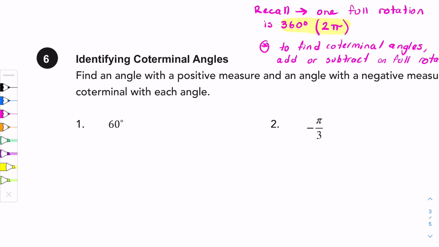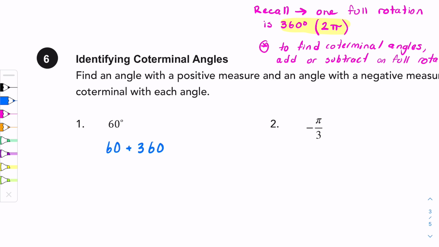All right, coterminal angles. Number one is 60, and we're asked to find an angle with a positive measure and a negative measure that are both coterminal. So that means I'm going to start with 60, and all you're doing here is adding or subtracting 360. So I'm going to start by adding 360, and this is equal to 420 degrees. That's one of your solutions. So here I added.